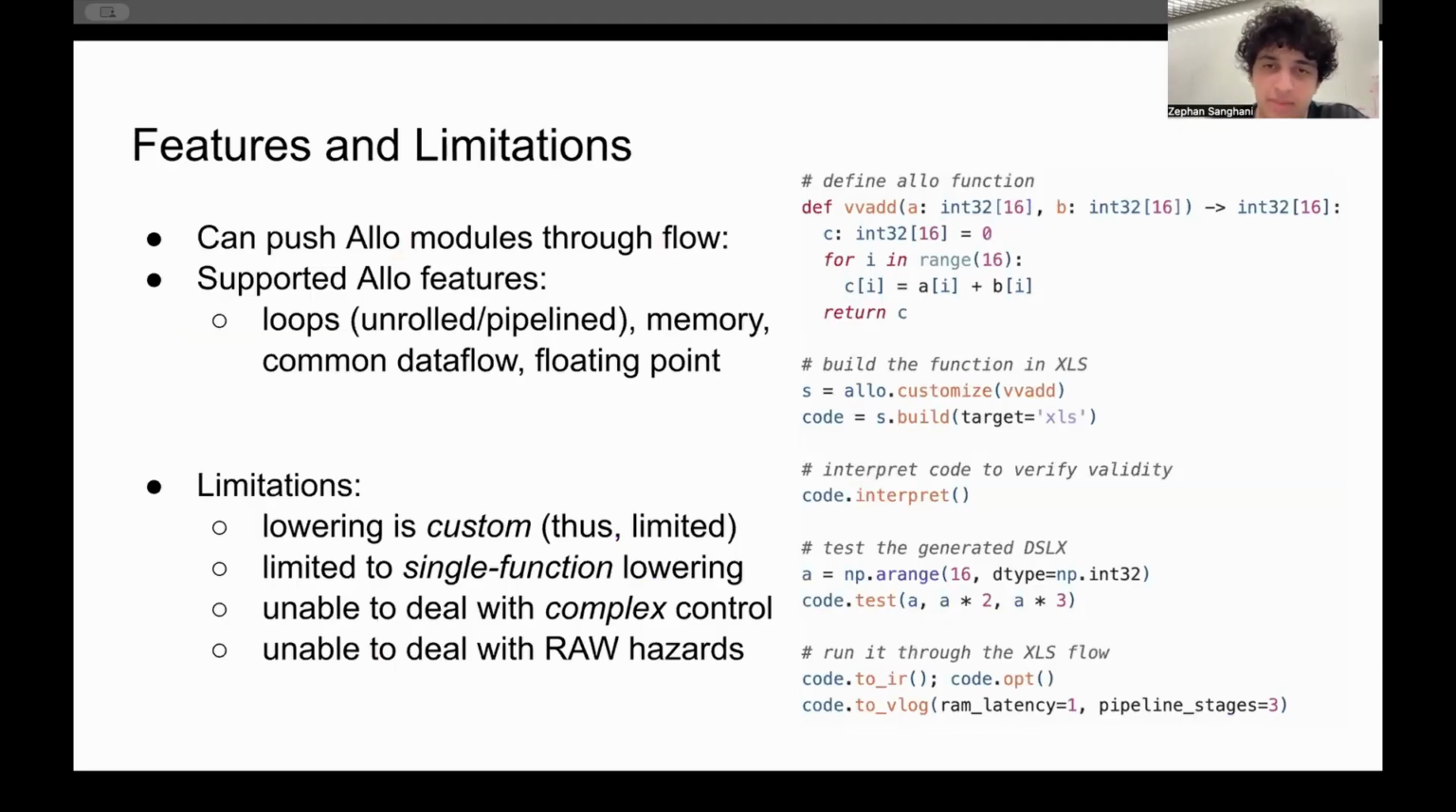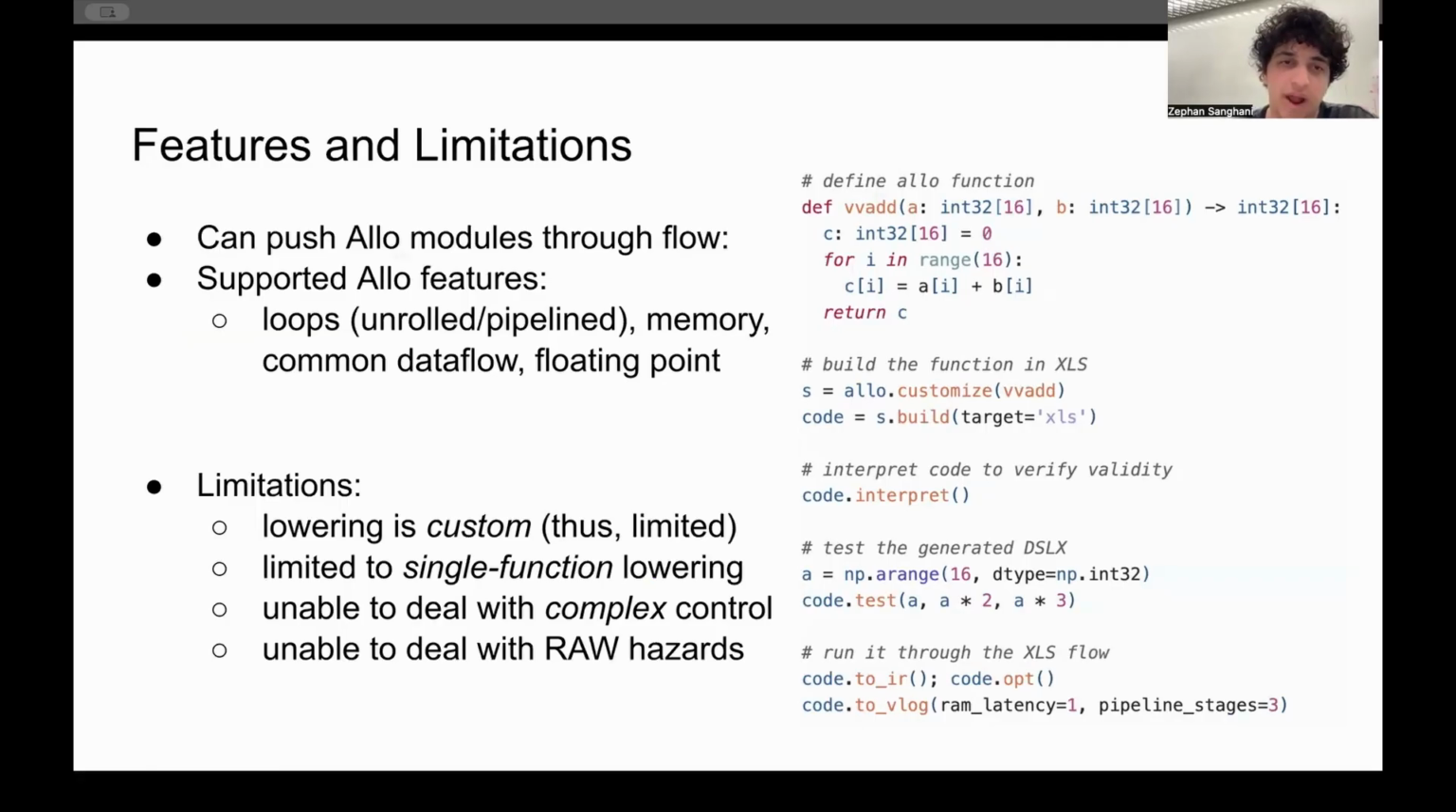On the right, we have our VV add in Allo. We build that with XLS, then we interpret it to make sure it's valid DSLX. We make a NumPy array in order to test it, and finally, we run it through the entire XLS flow of making it IR, optimizing it, and then turning it into Verilog, where we can optionally specify the RAM latency and the number of pipeline stages. Equivalently, you can specify the cycle time and have it automatically generate the number of pipeline stages.